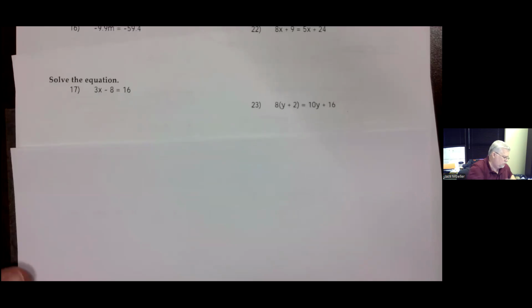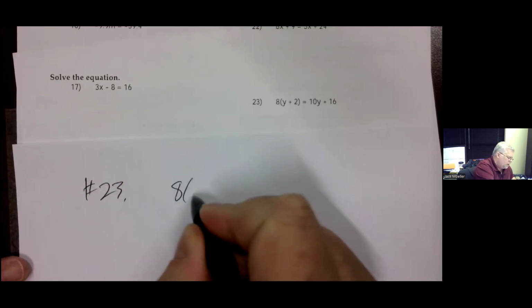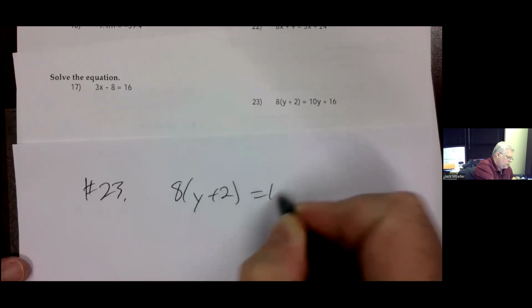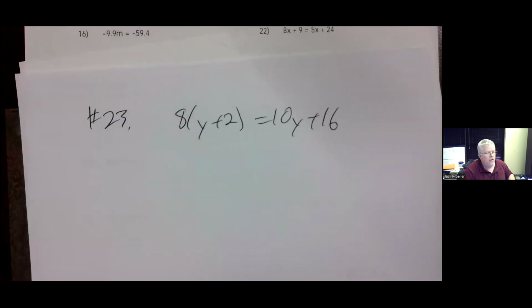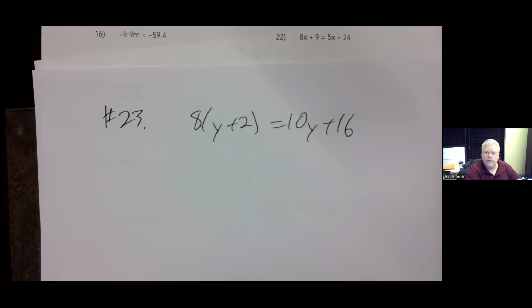So now let's do another one. Now for this one, I want to move it to the right-hand side just to show you what happens. So for 23, we have 8 times y plus 2 equals 10y plus 16. Okay. All right, so what do we do first?